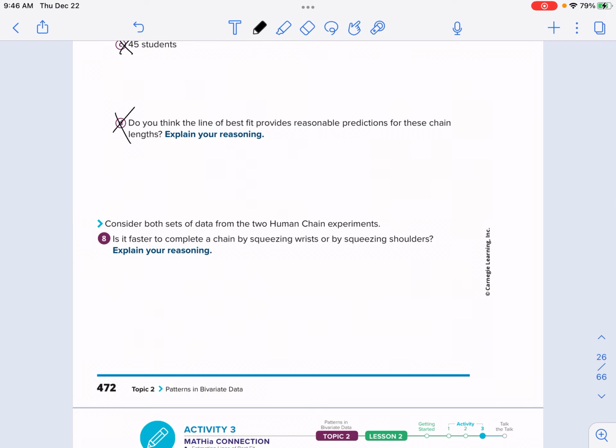And then here, is it faster to complete a chain by squeezing wrist as the first one or squeezing shoulders? Since for squeezing wrist it was 0.3 seconds per student, and squeezing shoulders it was 0.2, that means squeezing shoulders is faster, because it's less time, 0.2 seconds. And the y-intercept was the same for both of them.